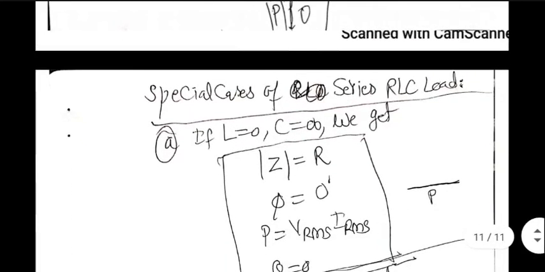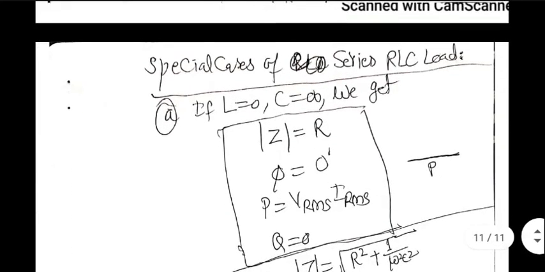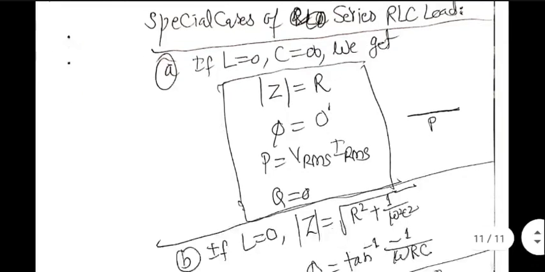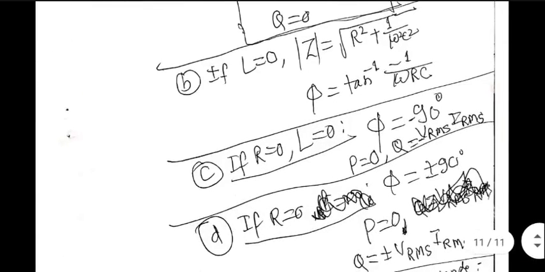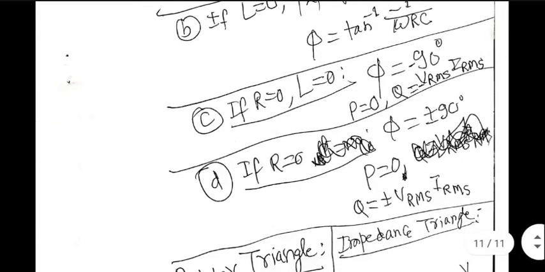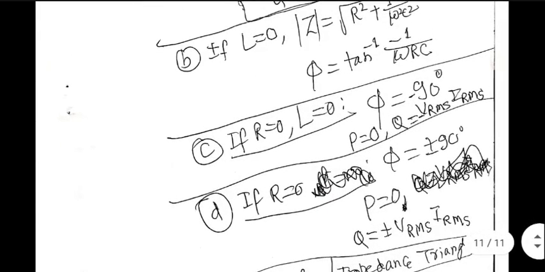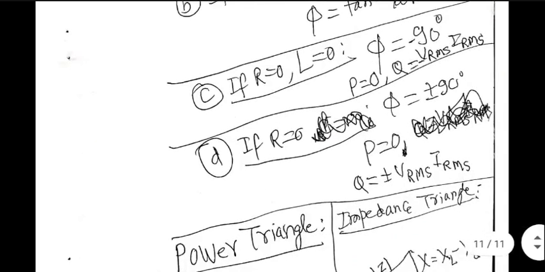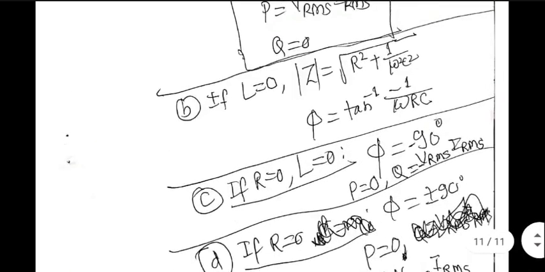Now, special cases of series RLC circuit. If L is 0 and C is infinity, you can easily work out that you will get a purely resistive load, for which the results are well known, and many other similar cases you can work out. If R is 0 and L is 0, then it's a purely capacitive case, which we also know already. So the value of phi will be minus 90 degrees in that case.